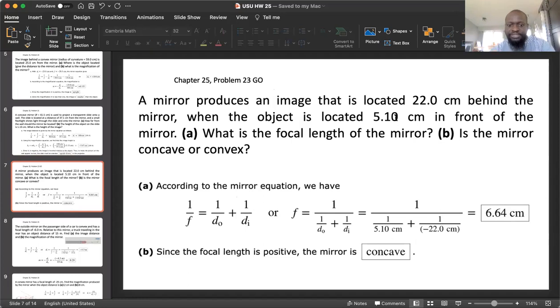Since the focal length is positive, and secondly, you could tell the object is between the focal point and the mirror. If we had a negative focal length, it doesn't matter if it's 6.64 centimeters, it will automatically be a convex mirror. So that is one red flag to check. Once you have a positive focal length, it's a concave mirror automatically.